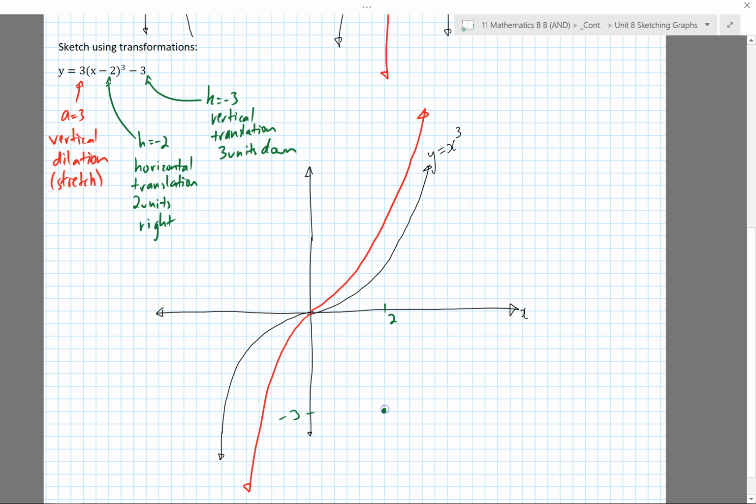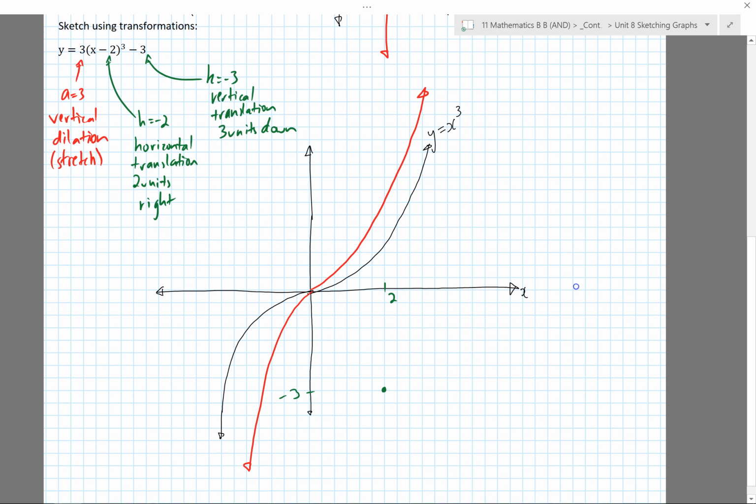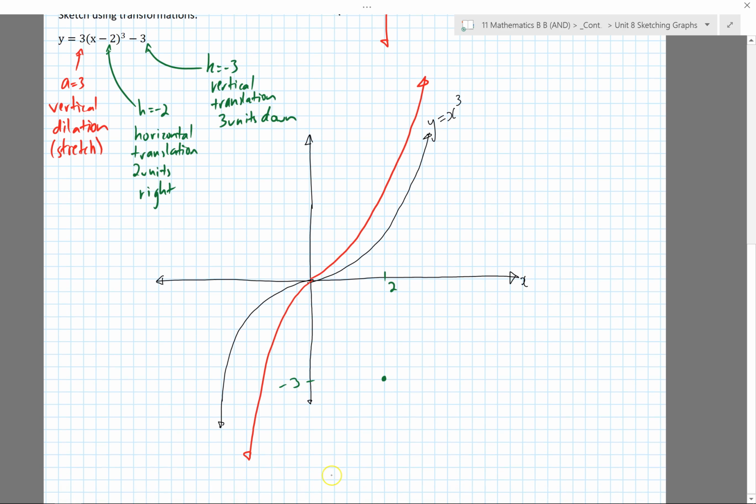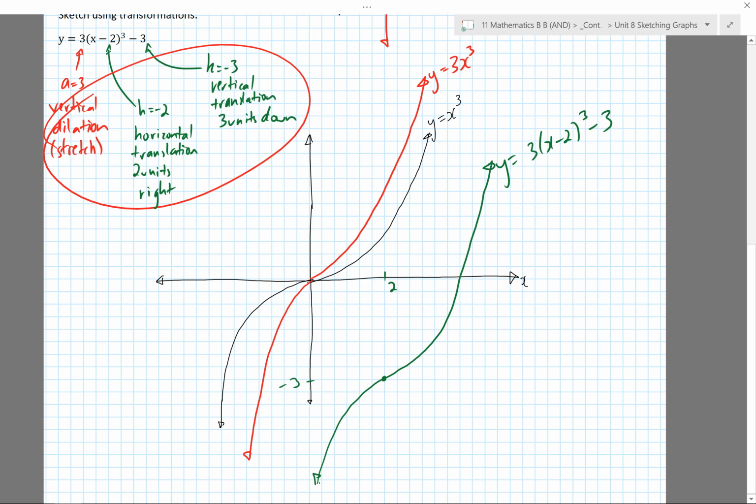Here is my new turning point. Okay, it's a point of inflection, but it's still a turning point. And I draw the same shape graph as I did in red. Okay, and here I've got 3(x minus 2) all cubed minus 3. Key points to note: need to write my explanation of the transformations and do the dilation first, then any translation.